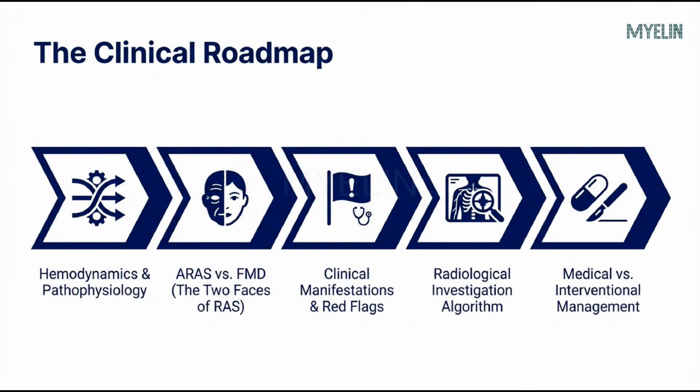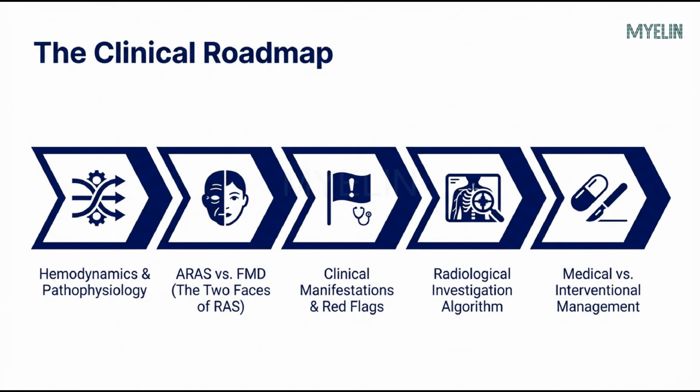Let us lay out the roadmap for how we will conquer this topic. We start at the foundation, which is the hemodynamics and pathophysiology. You cannot memorize your way through renal artery stenosis questions without understanding why the kidney thinks it is starving. From there, we will divide the disease into its two primary pathological phases. This is a classic exam question area. You must be able to contrast atherosclerotic renal artery stenosis against fibromuscular dysplasia.